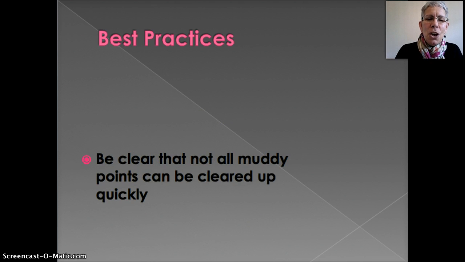Be clear that not all muddy points can be cleared up quickly. Some may take more time to reflect and more time to read, more time to research.